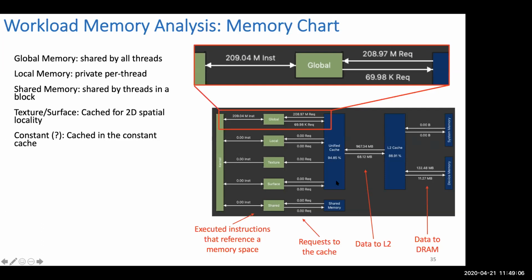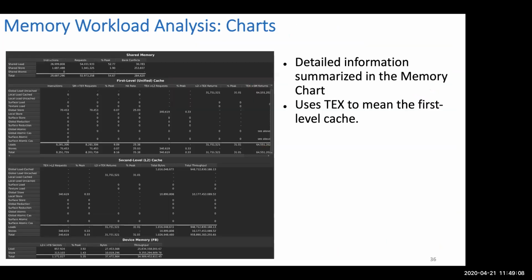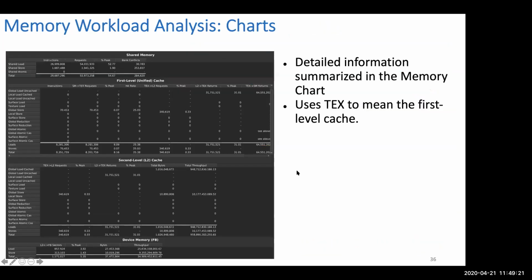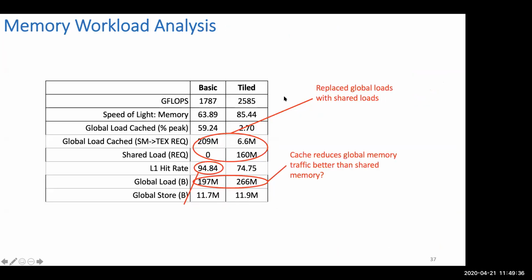So these numbers alone don't mean much, but we can get a breakdown of them in the following section. This is a table that breaks down each of these arrows into some subsections. I'm not going to go too deep into this, but what I want to convey is that there's a huge amount of information available about different kinds of memory transactions and how much we achieve. I pulled some information from that table for the tiled and basic multiplication.